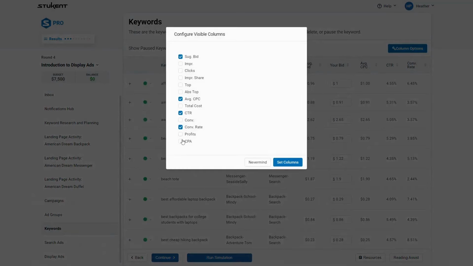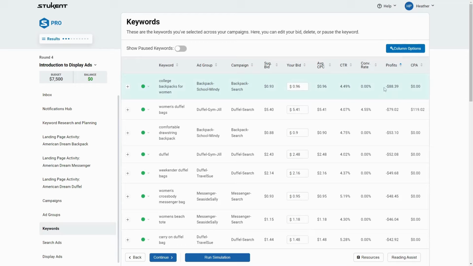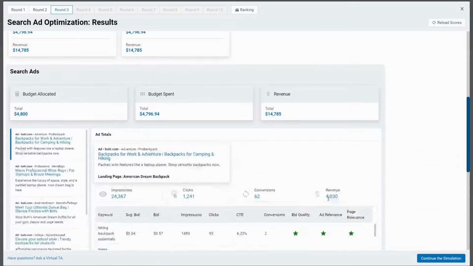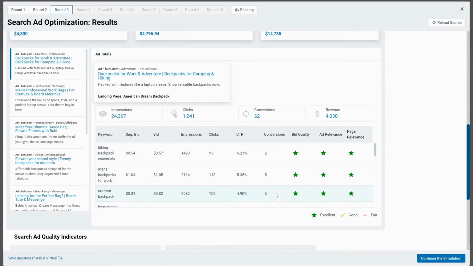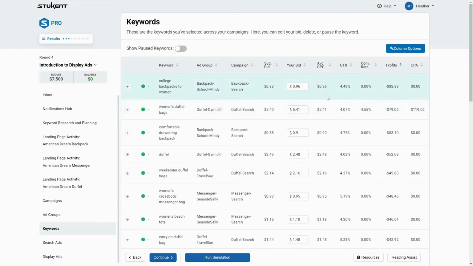So remember, you have these options to check all about your keywords, how they're doing. If you see any that are performing in the negatives, you want to go and double check. Perhaps when you click on your results, you can see how they were performing in search ad quality indicators. So if you had any that were good or fair, you can check your bid quality, your ad relevance, or your page relevance. Or you can determine, no, everything was good. It's just not the right keyword for me, or this isn't working.